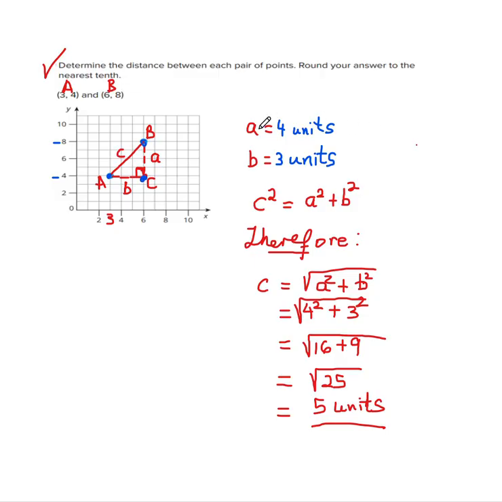So if we notice here, A is equal to 4 units, B is equal to 3 units, and C is equal to 5 units. And our result here represents one of the very famous what are called Pythagorean triples. So the Pythagorean triple here is 3, 4, 5. This is a very famous Pythagorean triple, which represents the ratio between the values here of A, B, and C. And that's the solution for this problem.